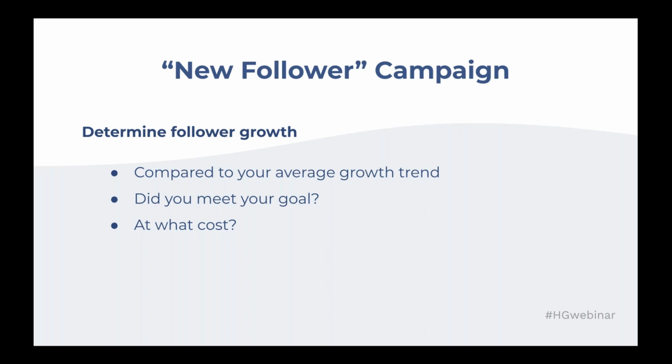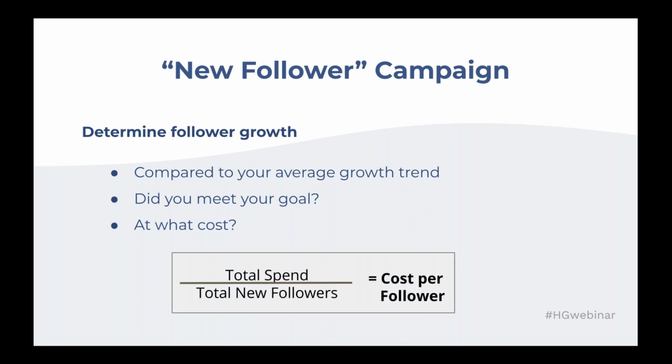When you start your campaign, hopefully you've set a goal. It could be a percentage of growth or a hard number. For example, if you get 100 new Twitter followers, maybe your goal is to double this and get 200 new followers for the month of your campaign. If you met the goal, that's awesome, congratulations, but what did it cost you?